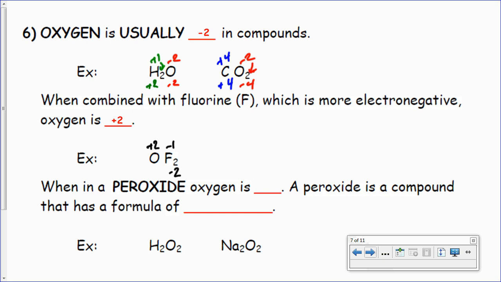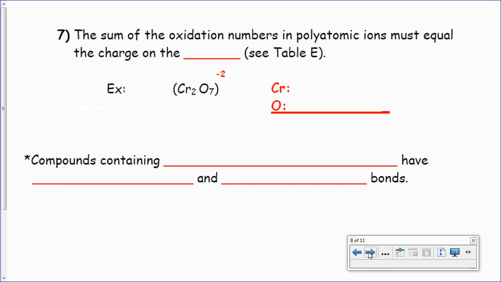Oxygen has to be a +2 in this scenario in order to balance and make a neutral compound. I haven't personally seen that except in these notes. When it's a peroxide, meaning O2, oxygen is -1. A peroxide is a compound that has a formula of X2O2. Peroxide means there are 2 oxygens. Very rare again, but it's part of the system, so we've got to keep it in there.